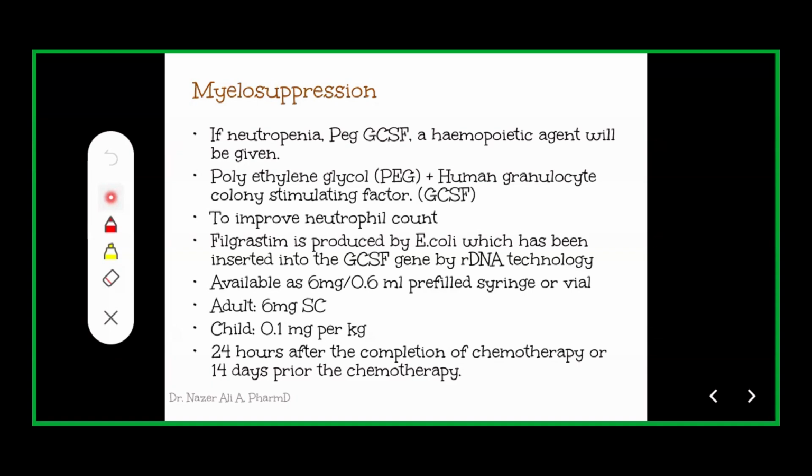So in that case, what they will do is, 24 hours after the completion of chemotherapy, they will administer pegfilgrastim. Okay, that is polyethylene glycol with colony stimulating factor. That is PEG-GCSF, they used to say. It is available in 6 mg, 0.6 ml, which is a full dose given for the adult patient. For pediatrics, it is 0.1 mg per kg. So it is given prophylactically 24 hours after the chemo.